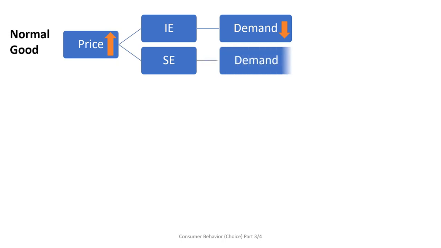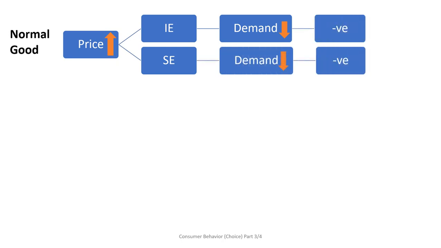If you look at the direction of the arrow showing the price effect and then the change in demand due to income effect, we can see that these are in opposite directions. Therefore, we say that the income effect of price change is negative. Same is the case with the substitution effect.